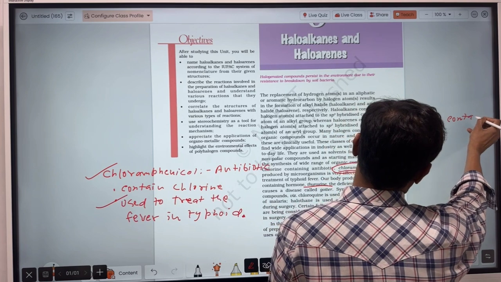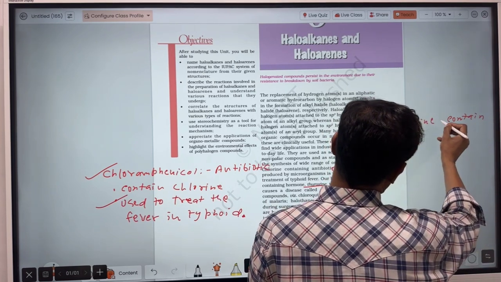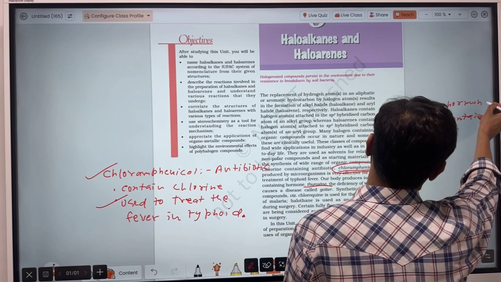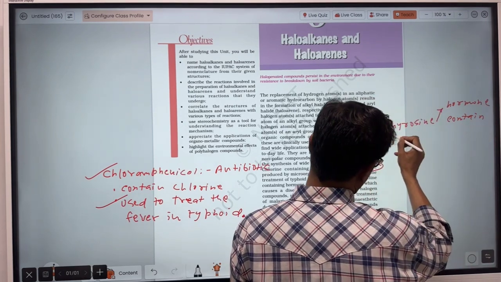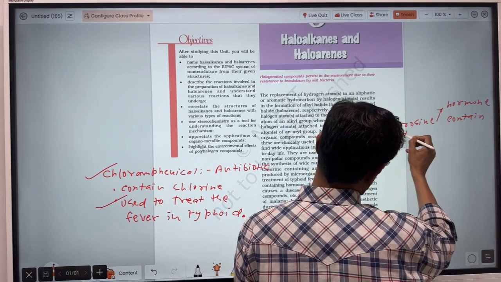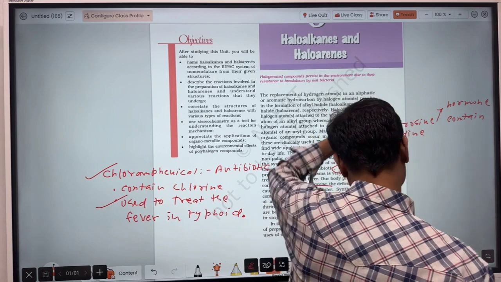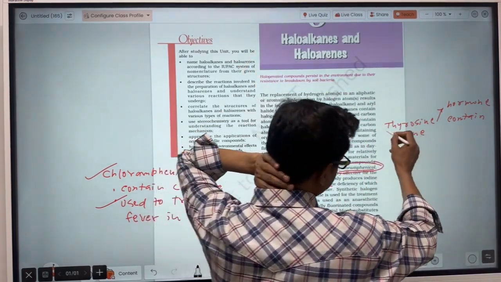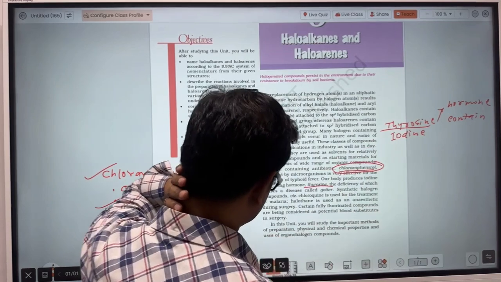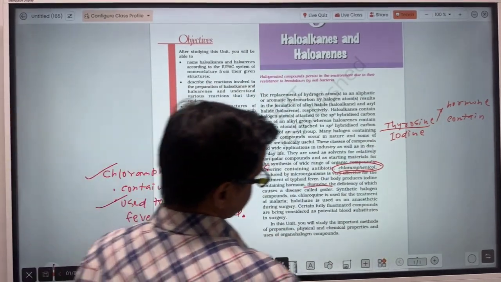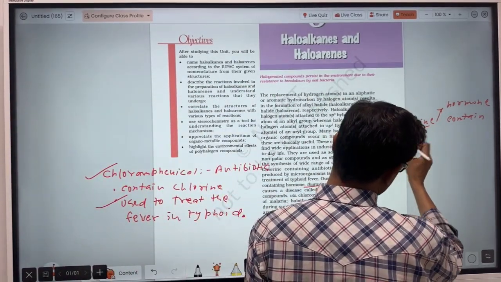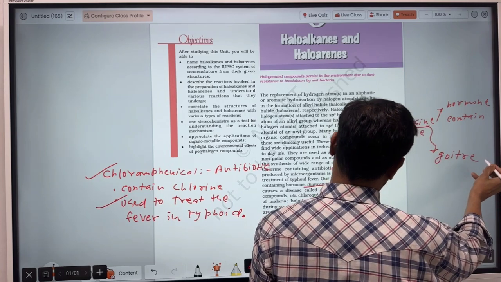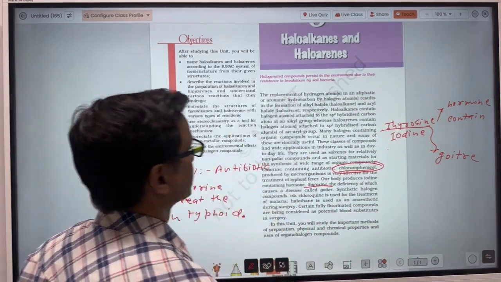Thyroxine hormone contains iodine. The role of thyroxine is in metabolic activity, and its deficiency causes goiter. Okay.